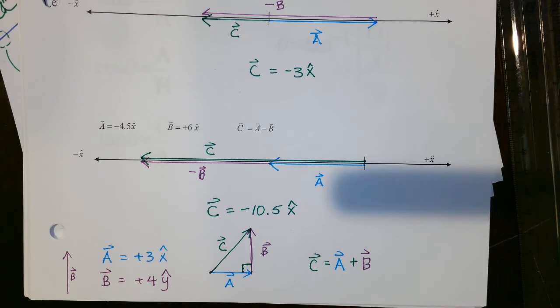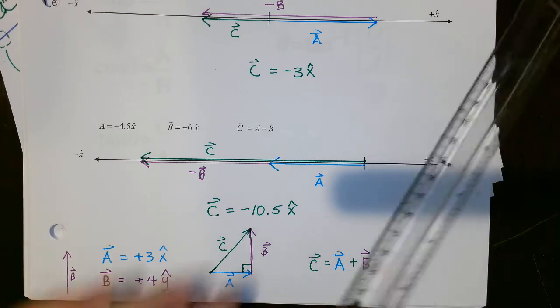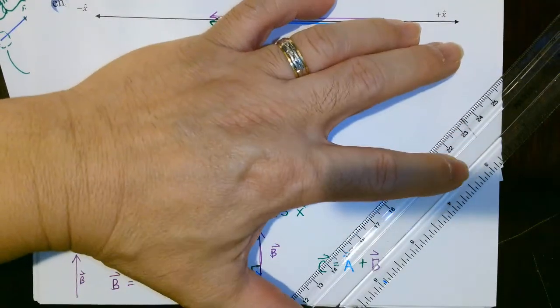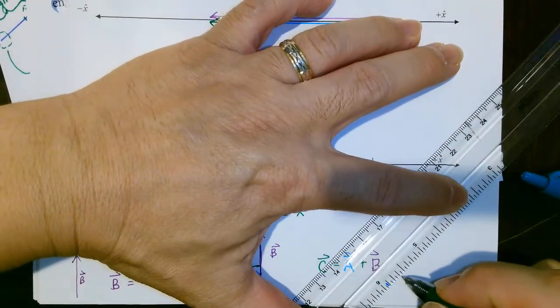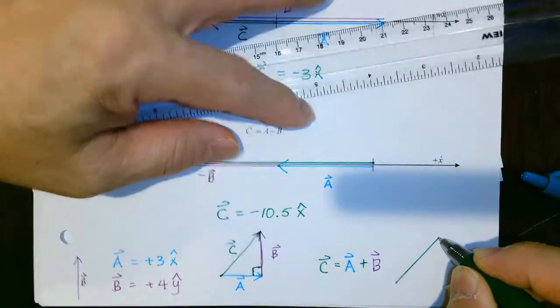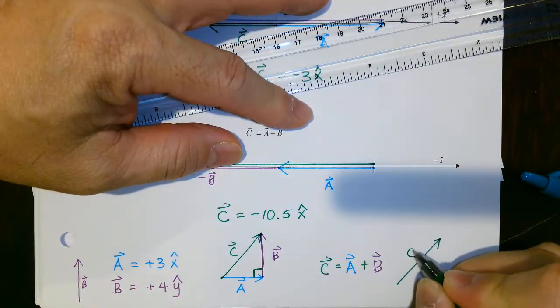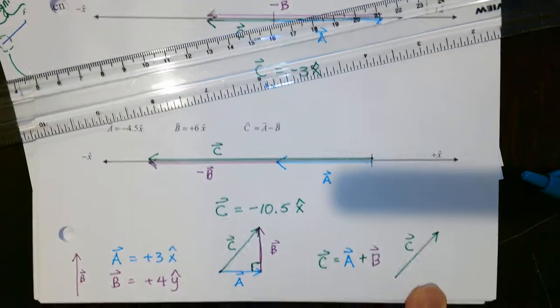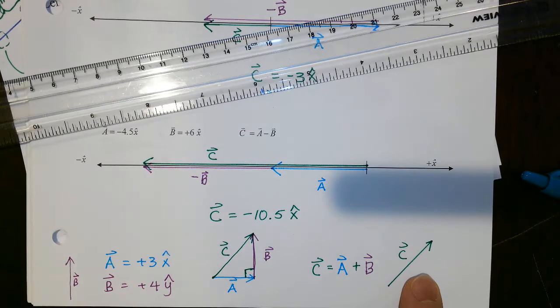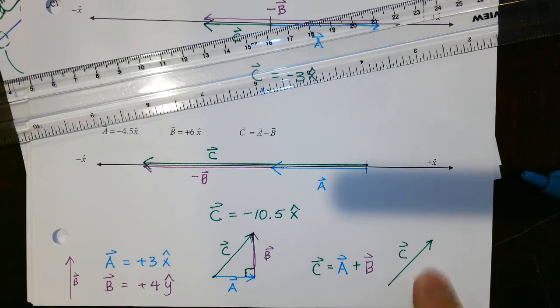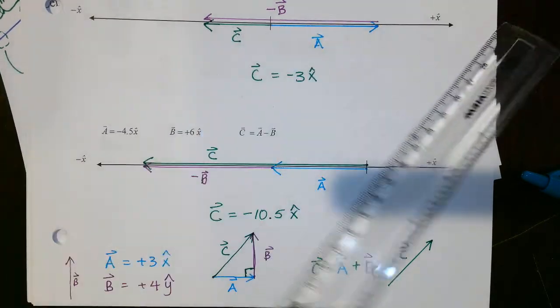Well, what if we go the other way? What if I just have a C vector first? Like this. Right? What if I just have a C vector? I can represent that C vector as additions of the X vector and the Y vector, right? And that's what we'll take a look at next.